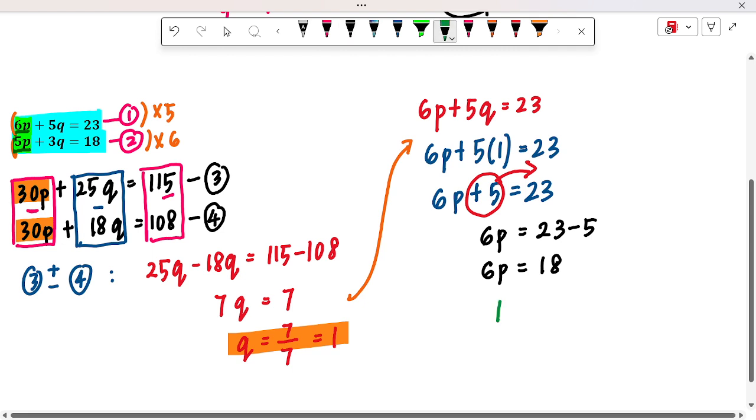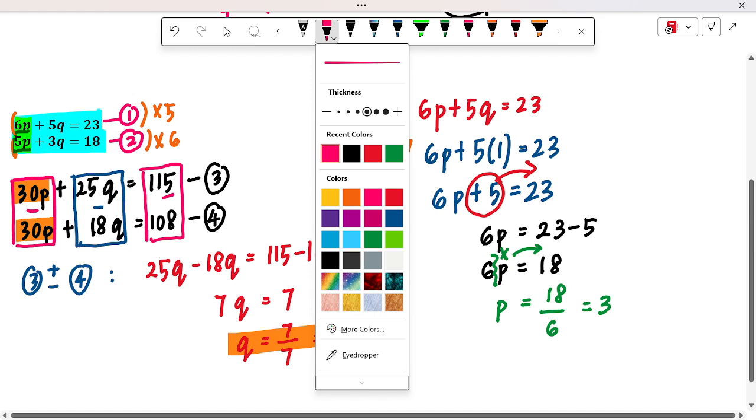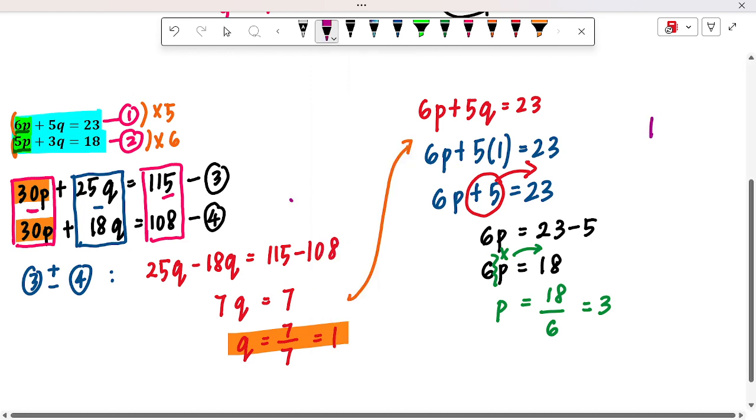Next step, to find the value of p, the relationship of 6 and p is times. So times, you shift to the opposite side, it will become divide. So your final answer will be 3. Rewrite your final answer as p equals 3 and q equals 1.